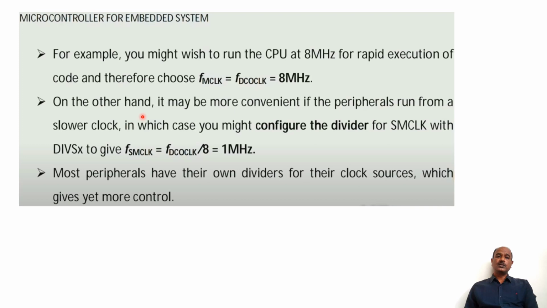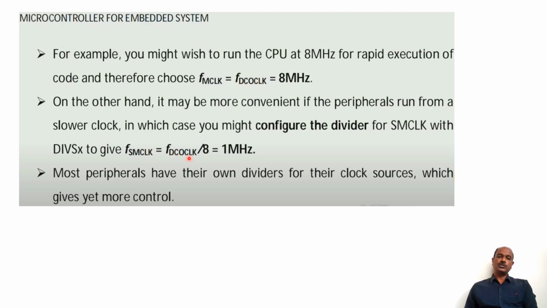On the other hand, it may be convenient if the peripherals run from a slower clock. So peripherals will be usually slow compared to the CPU. In that case, suppose I wish to configure my SMCLK at 1 megahertz. I am generating my MCLK equal to 8 megahertz, but I want to generate my SMCLK, submaster clock, of 1 megahertz. At that time, what I can do is divide this DCO clock.